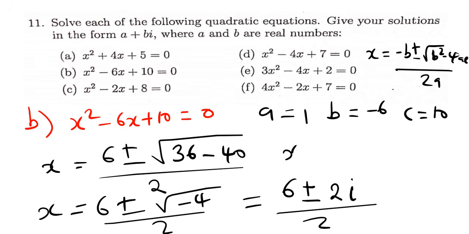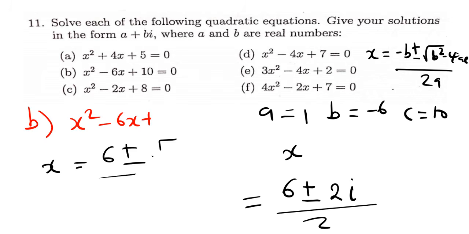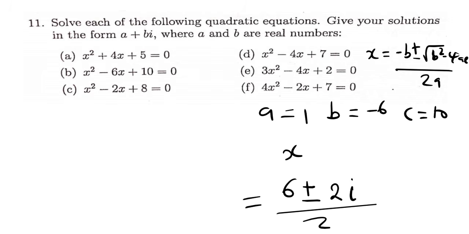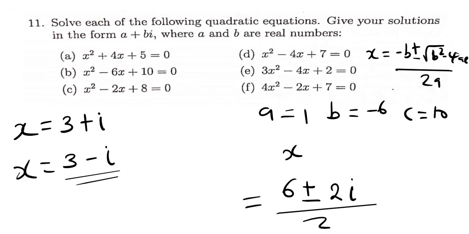So the first answer of x, what is it going to be? The first value of x is going to be 6 divided by 2, that is a 3. Then if we're going to start with plus 2i divided by 2, that is i. That is the first answer. Then the other answer is 6 divided by 2, that is a 3. Then negative 2i divided by 2, that will be negative i. So these are the two answers that you're going to have for the second question.